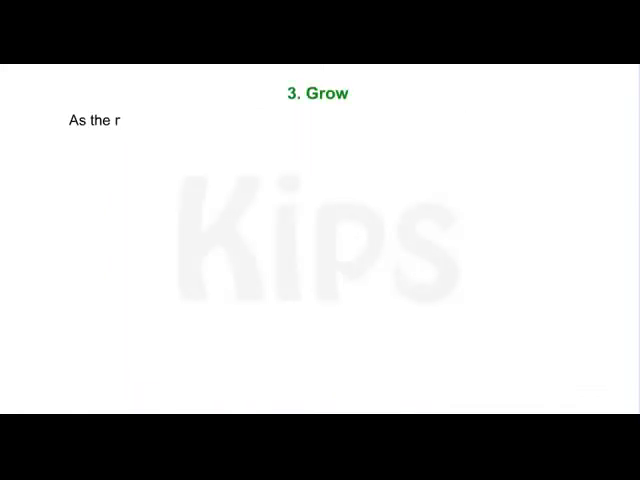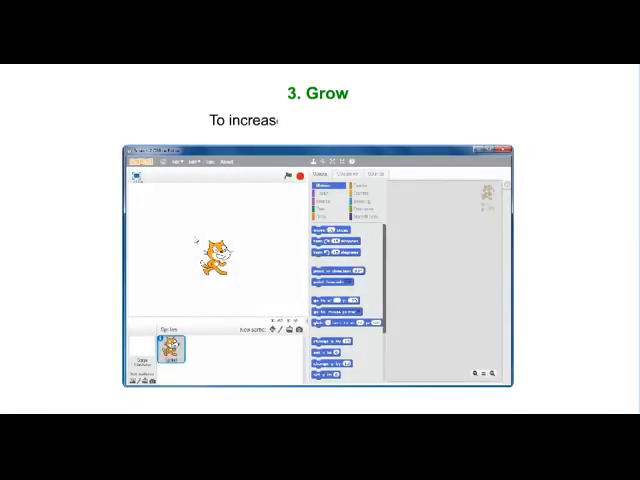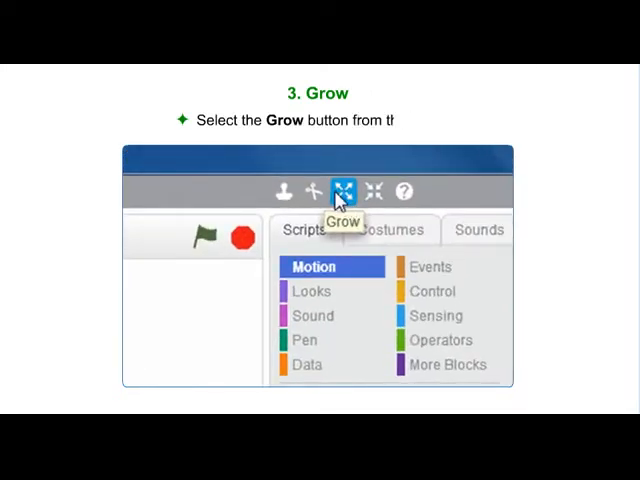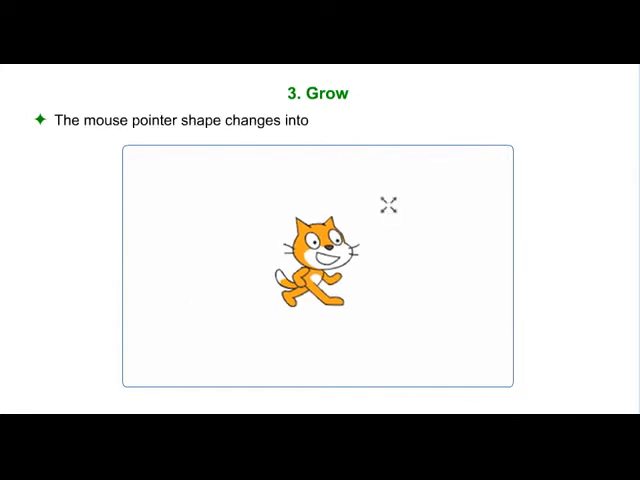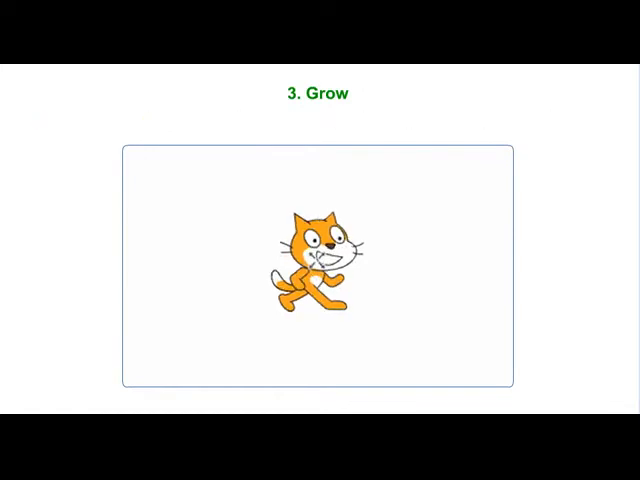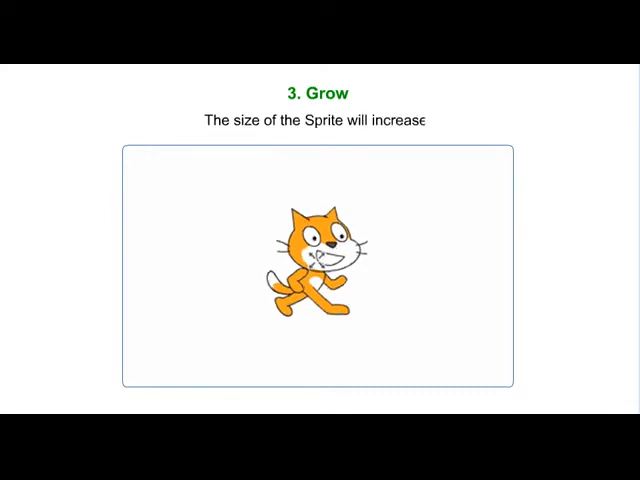3. Grow. As the name suggests, this option helps us to increase the size of the sprite. To increase the size of the sprite, select the Grow button from the toolbar. The mouse pointer shape changes into a 4-headed arrow in an outward direction. Now move the pointer on the sprite and click on it. The size of the sprite will increase.